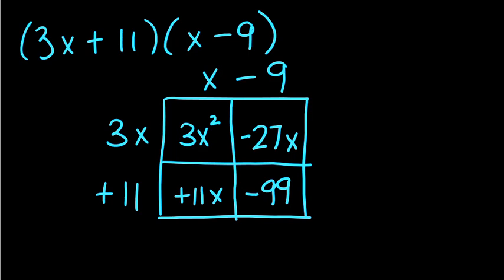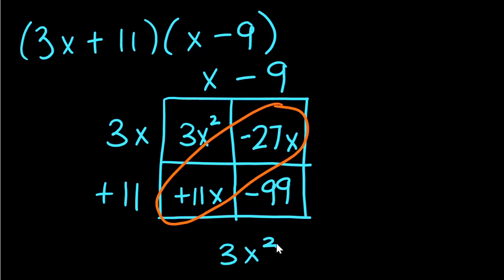Hopefully we noticed that there were some like terms here as we go to combine our terms. And we're going to write 3x squared, that's our leading term, our first term. The negative 27x plus the 11x here is going to give me a negative 16x. And then at the back end, we've got a minus 99.